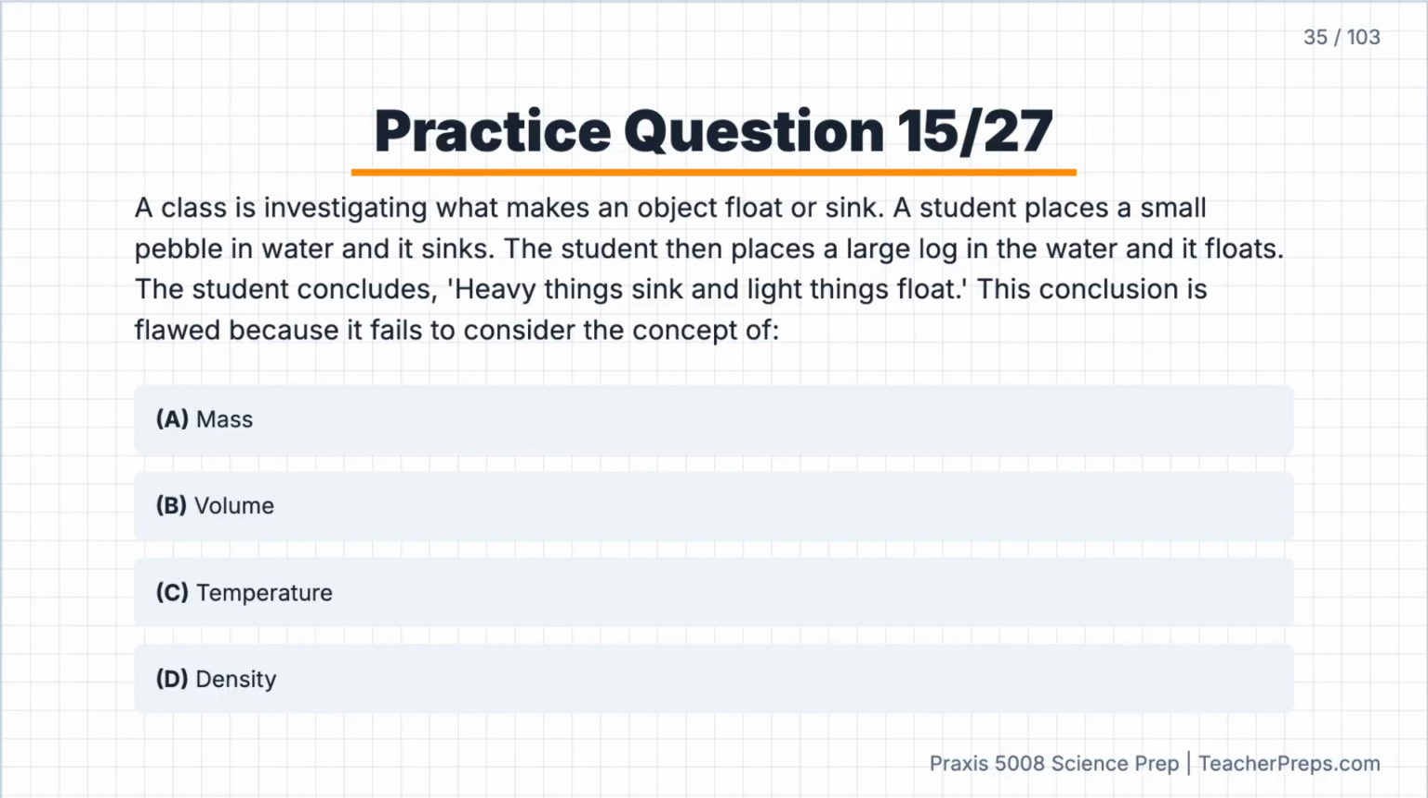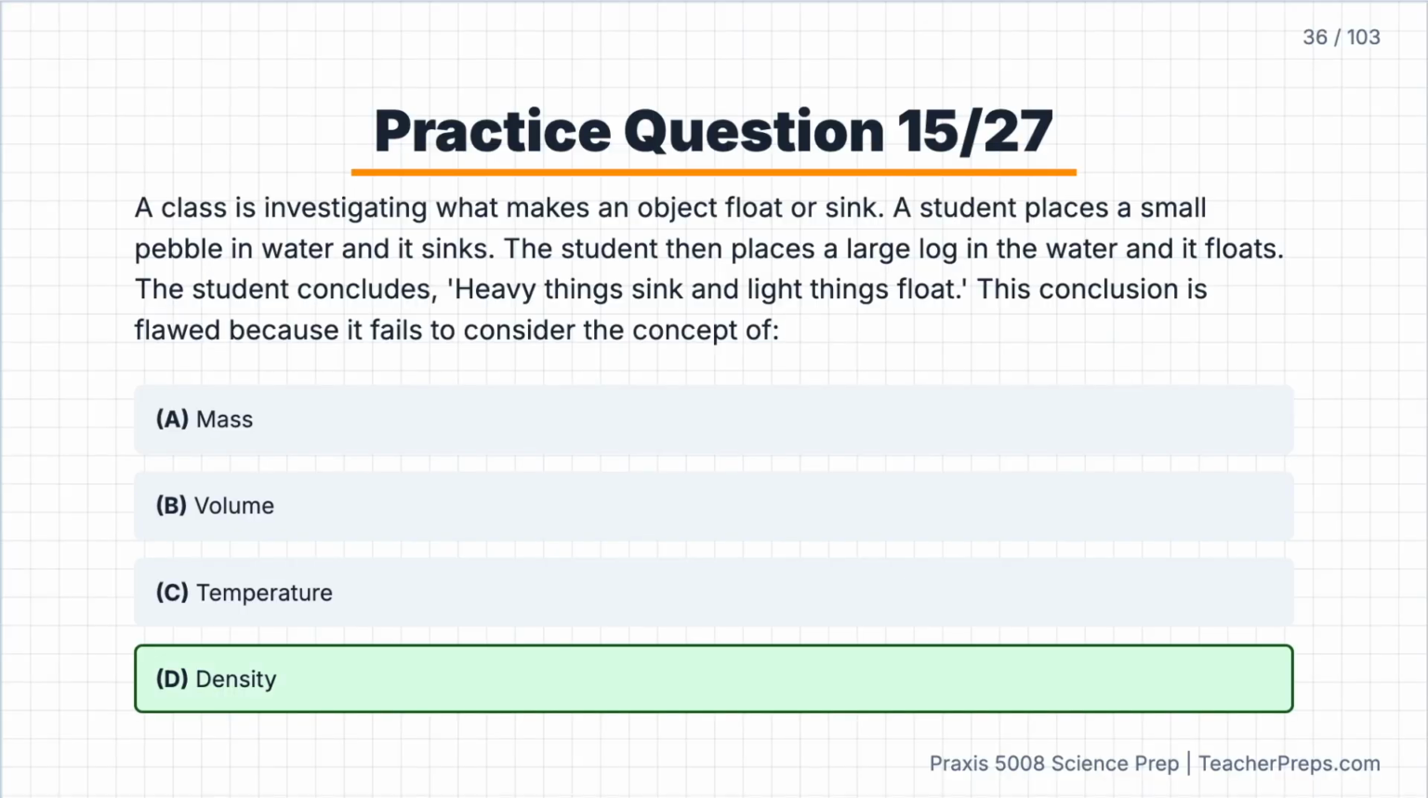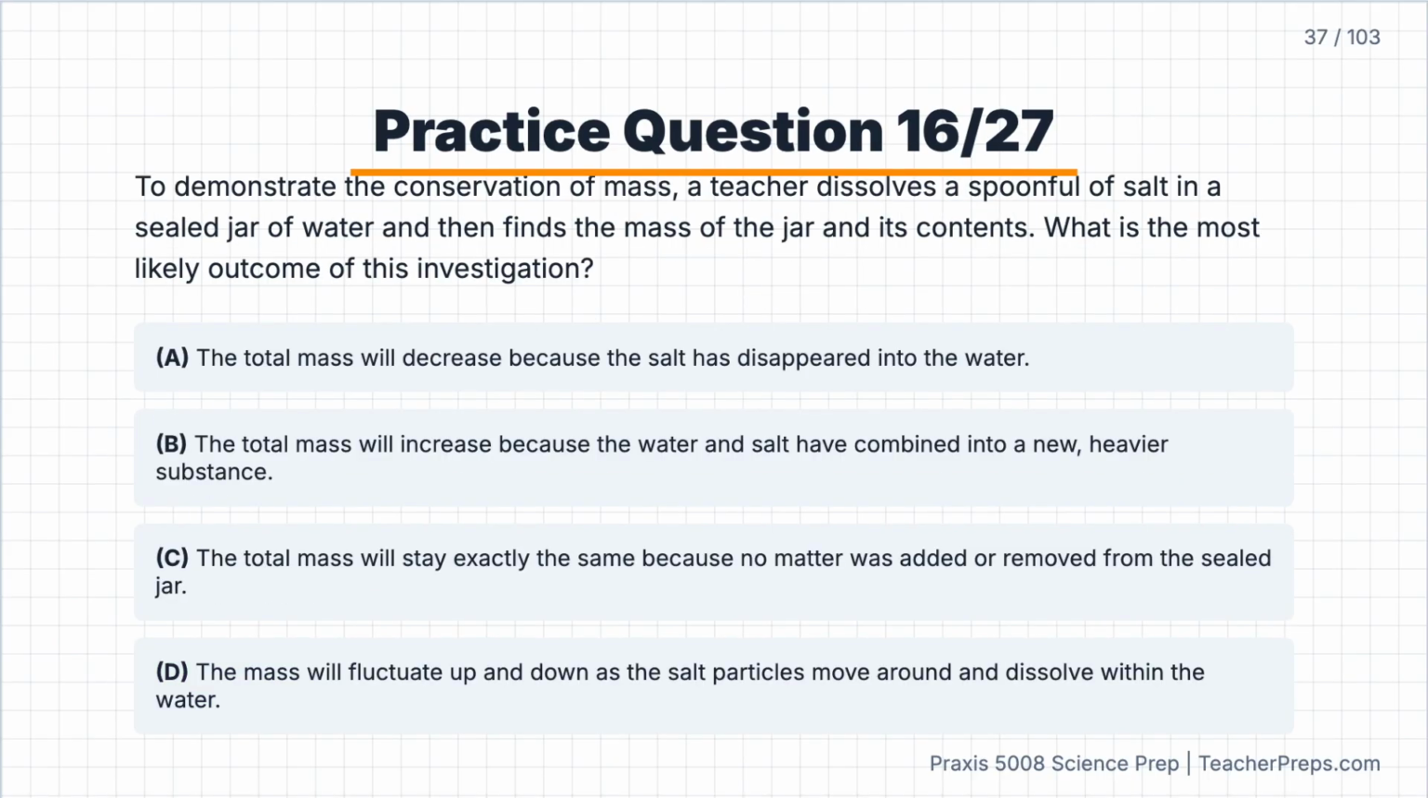You got this one right, didn't you? The correct response is density. Option D, the student's conclusion is based on a common misconception. Buoyancy is not determined by the mass or weight alone, but actually also its density, which is mass per unit of volume. Question 16. We are really cooking here.